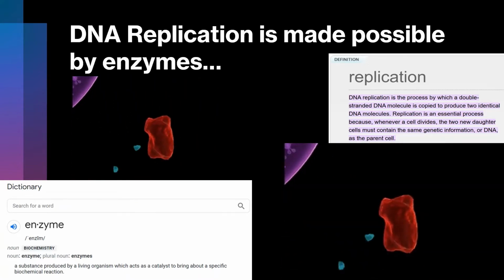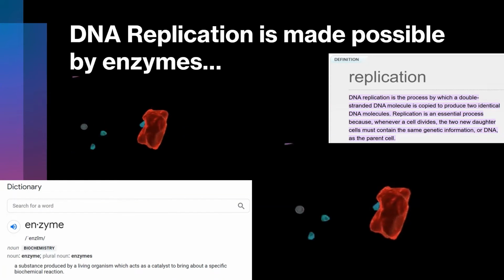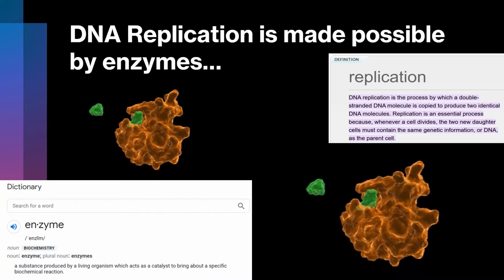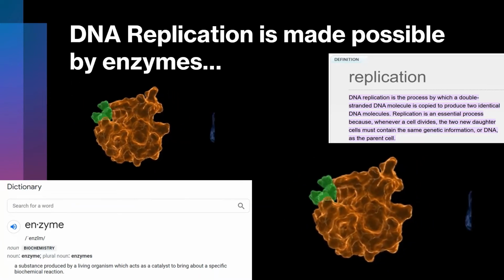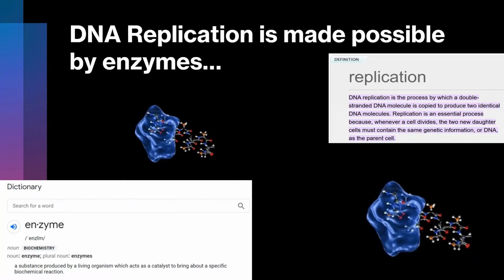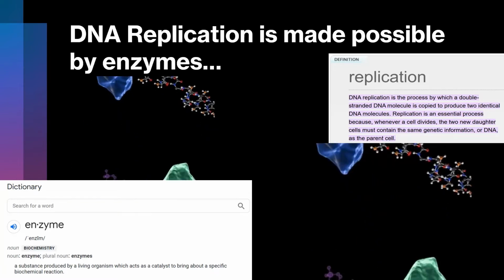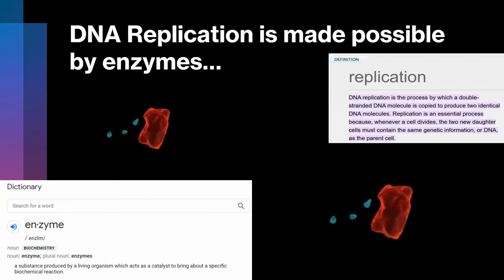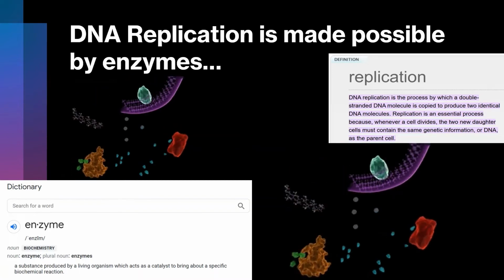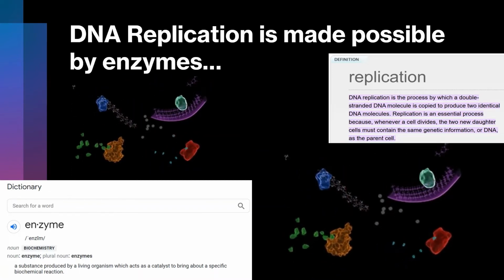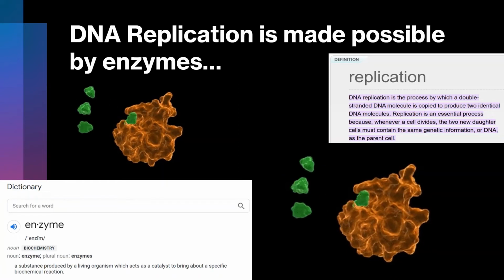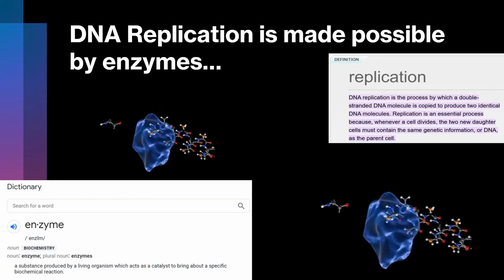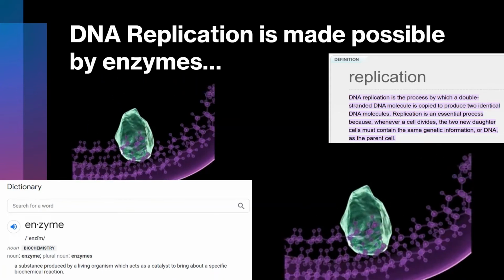Now, enzymes, that's what makes DNA replication possible. Enzymes are proteins, so we talked before about how important proteins are. Enzymes are a kind of protein. An enzyme is a substance produced by a living organism which acts as a catalyst to bring about a specific biochemical reaction. So basically, enzymes make reactions possible. And you can see in the rotating GIF all the different ways that the enzyme could be affecting reactions.